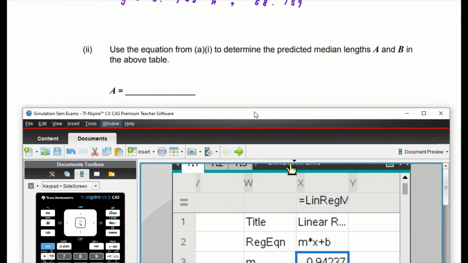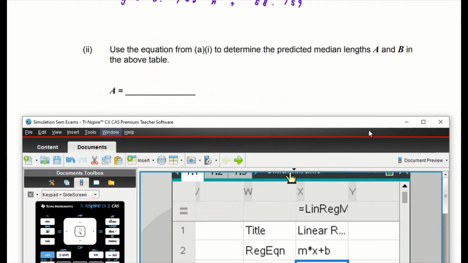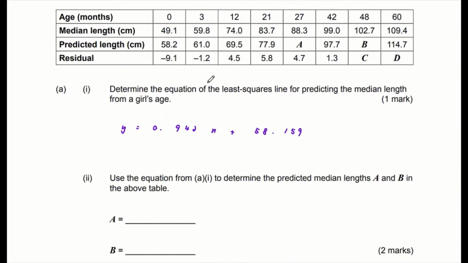Then when you move on to 2: use the equation in A1 to determine the predicted median lengths for A and B in the above table. So A is the predicted length for 27. I'm going to write down the answer here, but that's basically what you need to do. Just substitute the x value that's given: 0.942 multiplied by 88.3 plus 58.159. To be consistent with the other values in the table, you should use 1 decimal place.